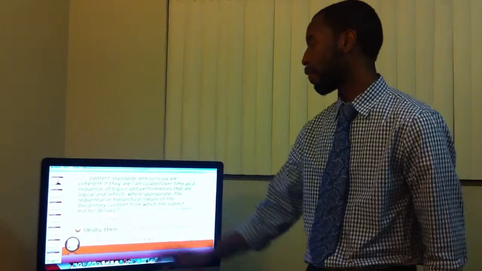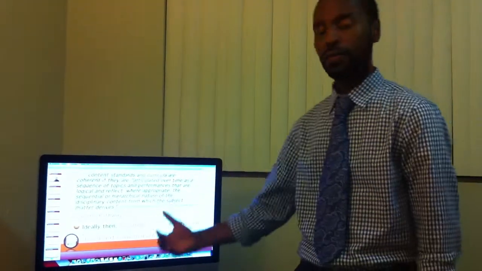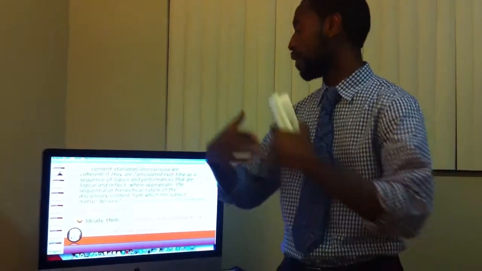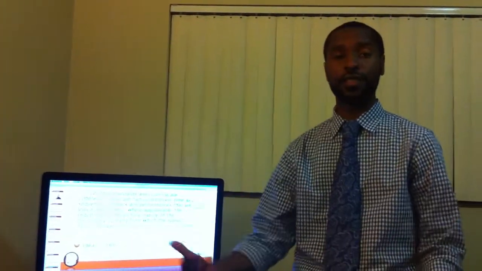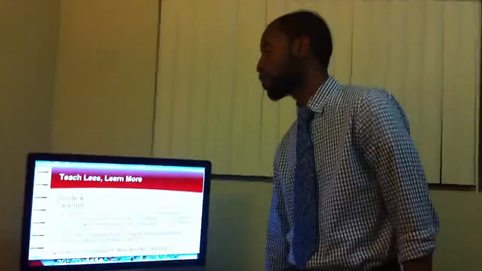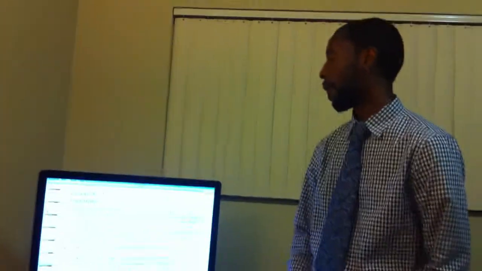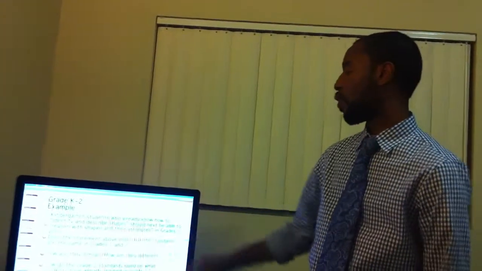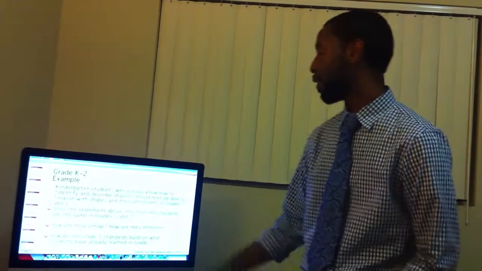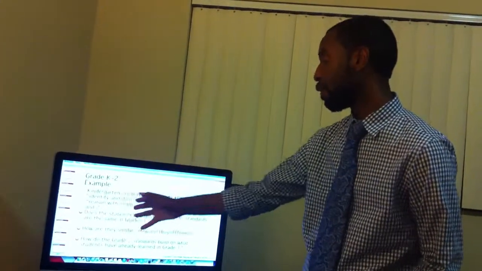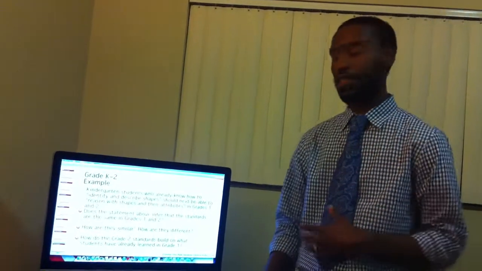And down here, the learning pathway should be that students who already know something, what they should be expected to learn next. So we're going to see this progression throughout some examples of standards that I'm going to show you now. Let's take a look at the K through 2 example first. Here, it says kindergarten students who already know how to identify and describe shapes should next be able to reason with shapes and their attributes in grades 1 and 2. So what does that mean? They're moving progressively from identifying and describing to reasoning with shapes.